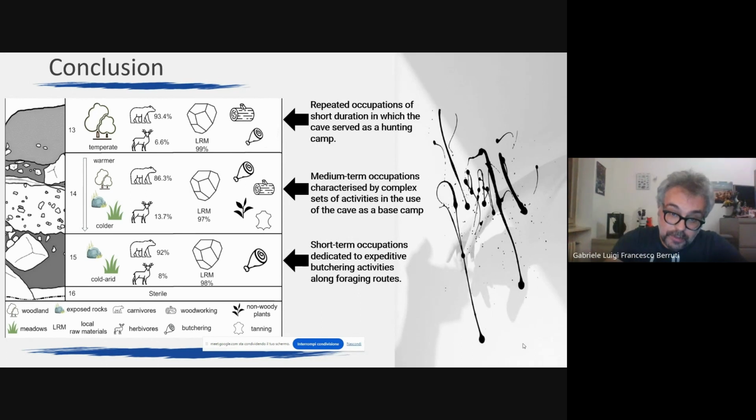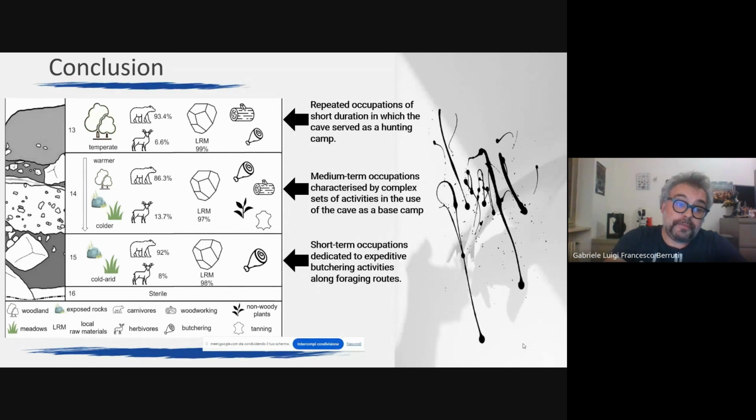Butchering activity, woodworking, non-woody plant working, and also hide working. The hide working is very important because it's a long-lasting activity. For all of these reasons, for us, the stratigraphic unit 14 is linked to the use of the cave as a base camp.